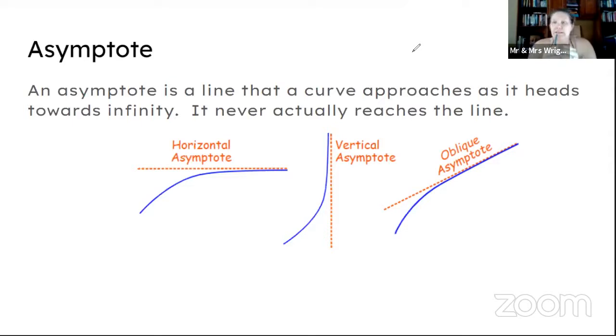This line, our graphed line, our curve shown in blue, wants to get onto this horizontal asymptote, vertical asymptote, or oblique asymptote. It wants to get there. It wants to sit in the chair. But those electrons just aren't going to let it actually touch it. So it just keeps getting closer and closer and closer and closer, but it never actually touches the line.